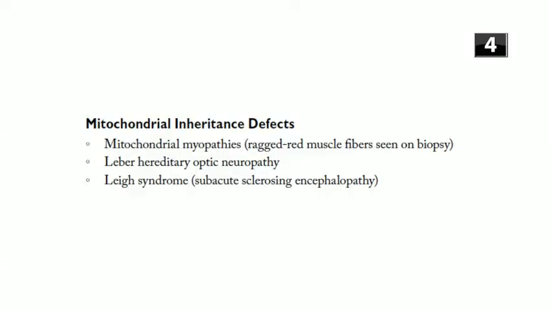There are the mitochondrial myopathies, which are associated histologically with ragged red muscle fibers on biopsy. Then there's something called Leber hereditary optic neuropathy, and there's Leigh syndrome, which is a subacute sclerosing encephalopathy. Now, these aren't super high yield, but I wanted you to see some examples of diseases that exhibit this mitochondrial inheritance. I also have a couple of pedigrees for you to practice with.